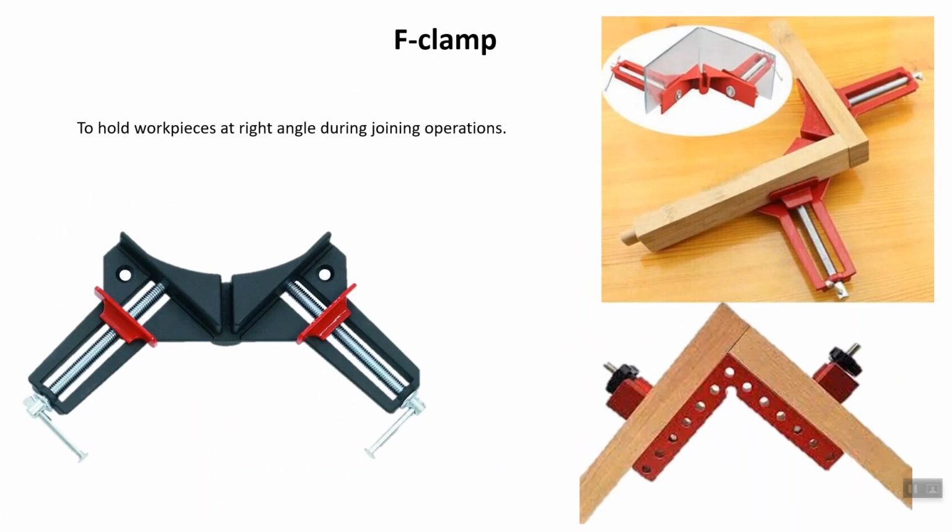Then you have the corner clamp. Sorry, it's not the F clamp, it's a wrong reading. It's a corner clamp. It is used to hold workpieces at a right angle, so it's at 90 degrees. As you can see in this picture, the workpieces are held at 90 degrees. So they are automatically set at 90 degrees when you're joining the workpieces. You don't have to use a try square to measure. It is already at 90 degrees. So this is called a corner clamp.